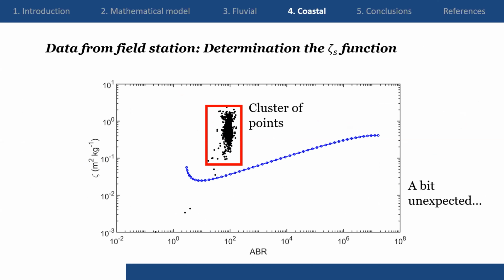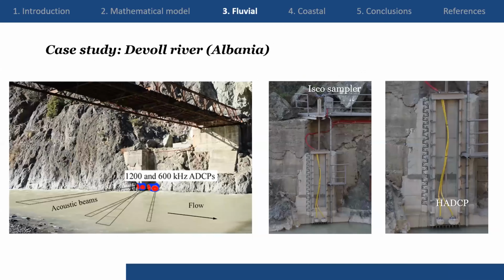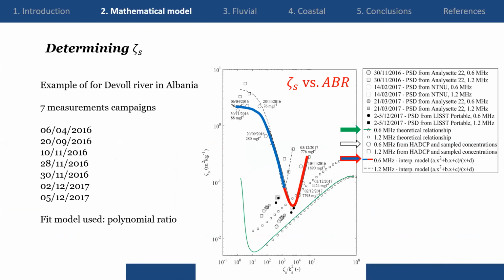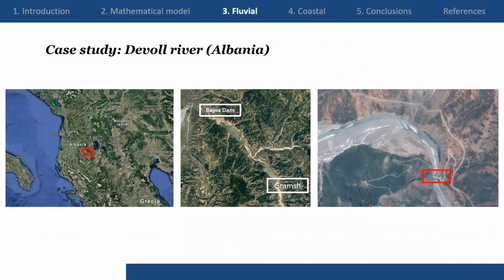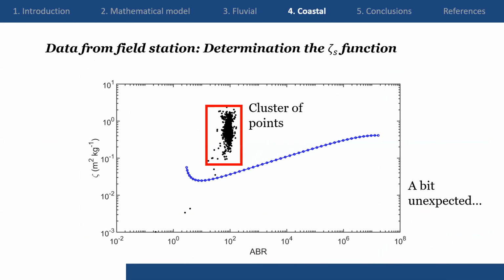But when we compute the attenuation coefficient, this zeta function, we see that the data is grouped more or less in a thick cluster of points. And this, for us, when we compare it with the one we obtained for the river, which is spread all around the plot, and it's a nice function, caused a bit of perplexity. We were not expecting that. So we decided to analyze what's happening in this cluster of points.